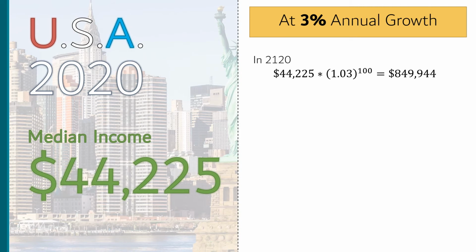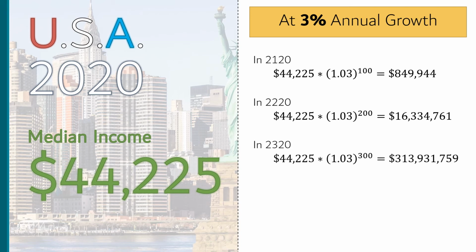In 2120, after 100 years of 3% growth, median income will be around $850,000 per year. This would put you in the top 0.3% of income earners today, but in a century, half of all workers will make that or more. In 2220, with 200 years of growth, median income will be over $16 million. Fewer than 15,000 people in the US today make that much money, but hundreds of millions of people will make that much in 200 years.